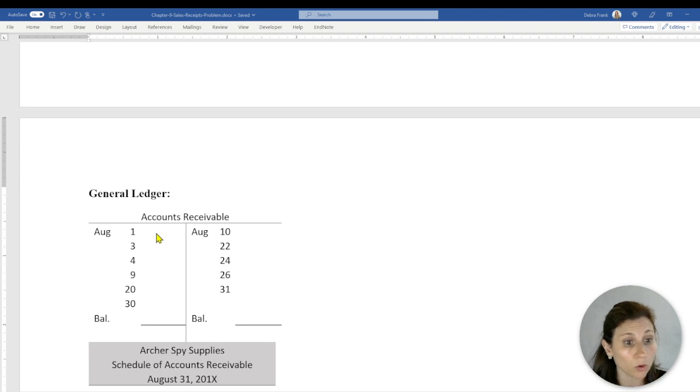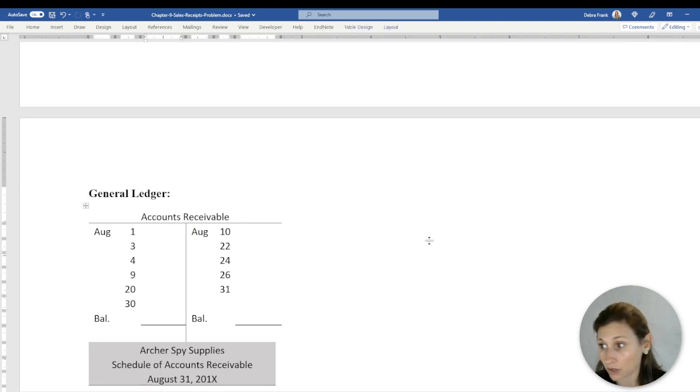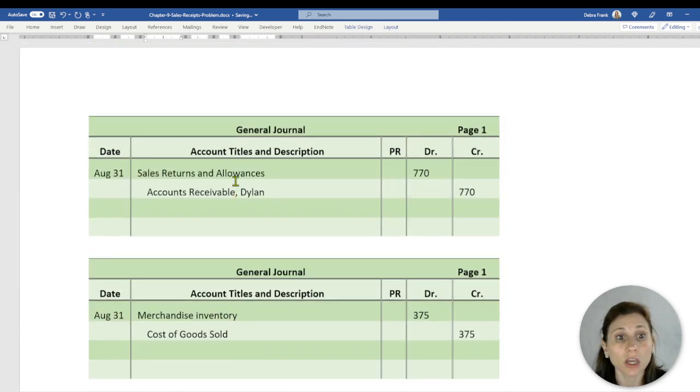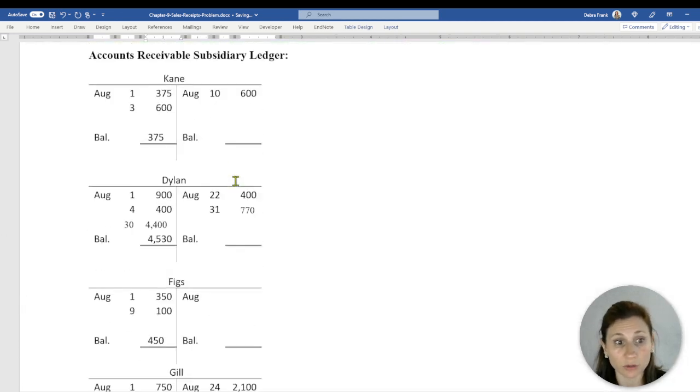So you're going to go all the way back up and record the beginning balance for accounts receivable as of August 1st. That was in the description, and that was 2,375. Okay, and then you're going to go look and you're going to see where all your other accounts receivable transactions happen. So all of them, Kane, Dylan, Figs, Gil, all of them are accounts receivable, that's where you're going to start recording.